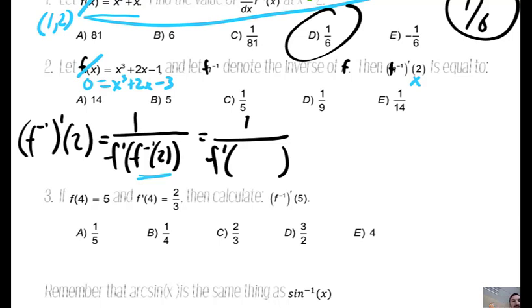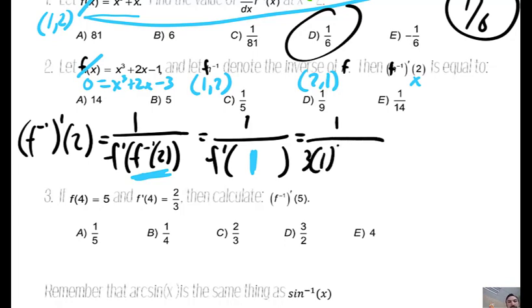So what I just found out on the function, when 1 is x, y was 2. So if I switch those around, I know in the inverse, when x is 2, y is 1. Okay, now I need to figure out the derivative and plug 1 into it. So it looks like I could do the power rule, and the derivative of the constant is 0. So we end up with 1 over 3 plus 2. So I'm getting 1/5 for question 2.